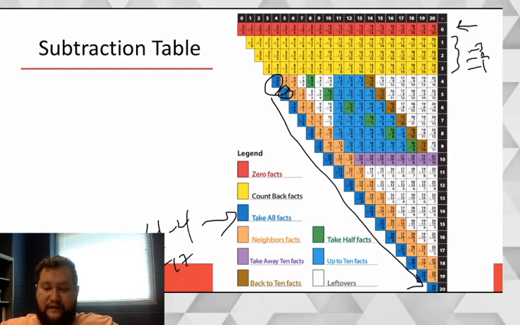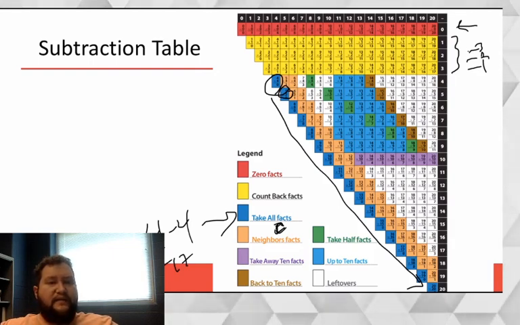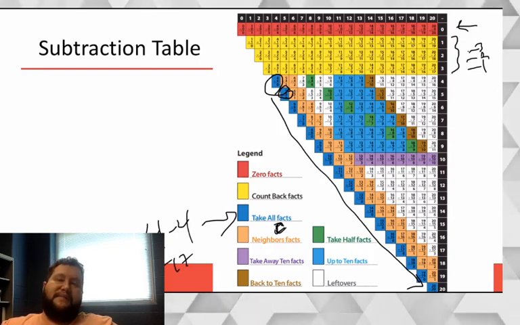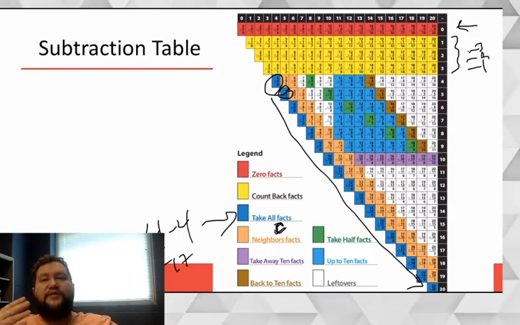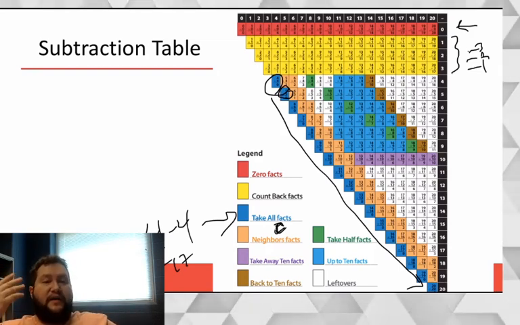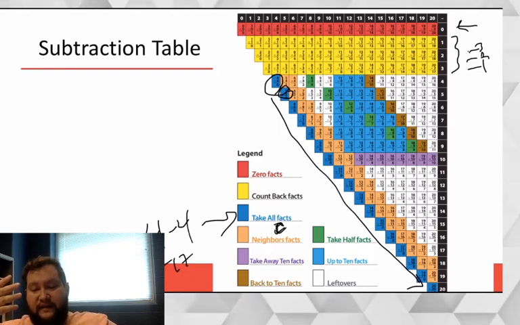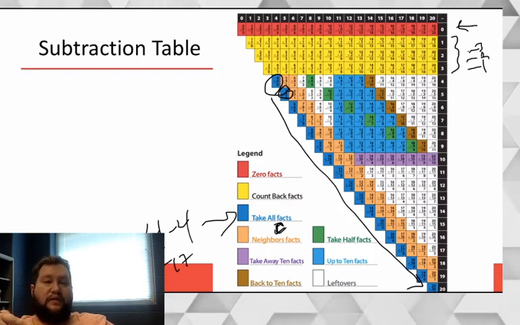Your neighbor facts, so this is where they're close to your take all facts, and so those two operate off of each other. And it's not like you would be like, kids, let's use our neighbor facts, or, well, actually you might. I take that back, right? And so this is particularly a way for kids to organize their subtraction and start to find patterns in the subtraction process, because we don't want them to think of this as 20 plus 19 plus 18 plus 17 all the way down to 1.